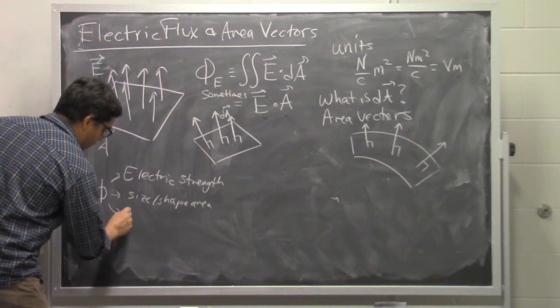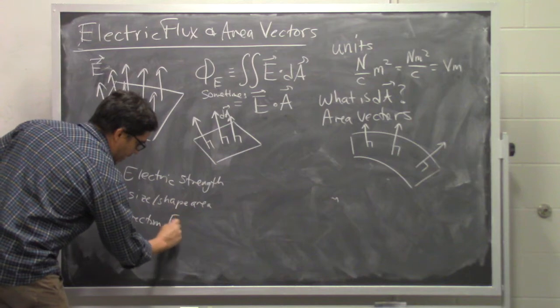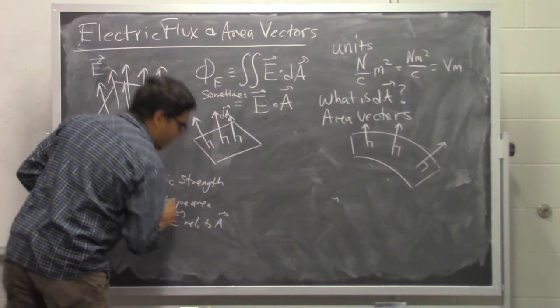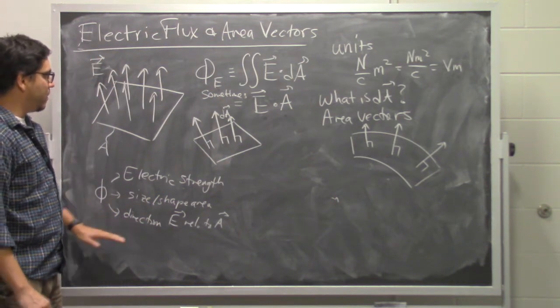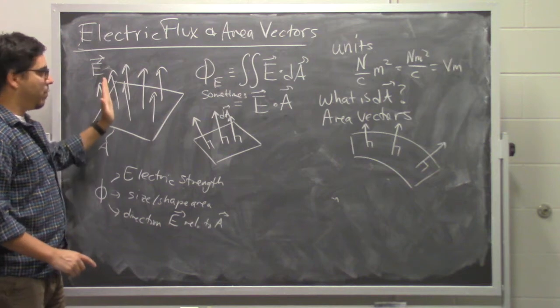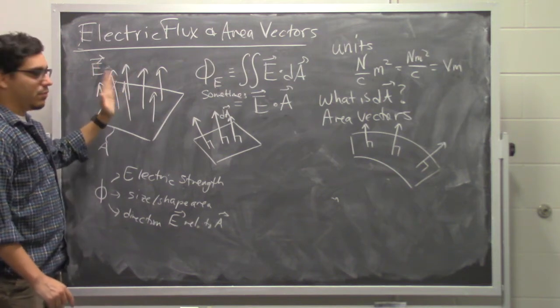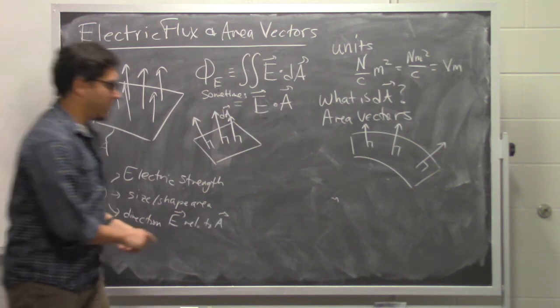And the last thing it depends on is actually the direction of E relative to the area vectors. And this is the one that I want to spend a little bit of time talking about in this video, because it depends on whether the electric field points sort of perpendicular to the surface or whether it has some angle that it makes with respect to the surface and so forth. That will really influence the flux calculation.